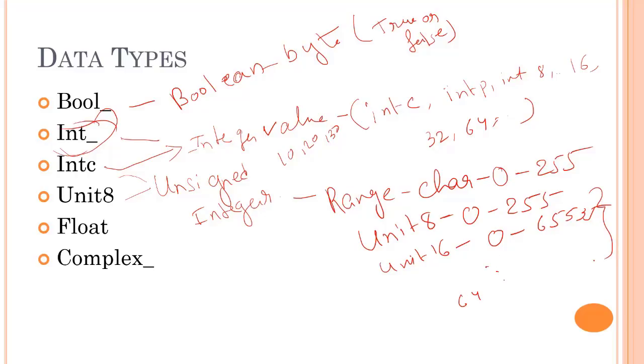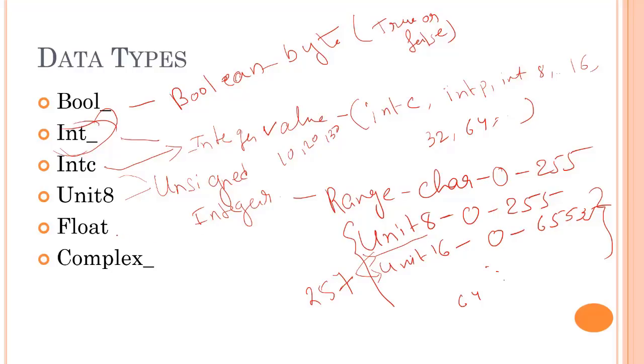So depending upon our requirement, our client's requirement, we have to choose the data type properly. Data types play an important role in our programming, because with the help of data types we can understand which type of data we have to use. For example, if you want to store the value 257, uint8 cannot store it, so we have to move to uint16. That is the use of data types.